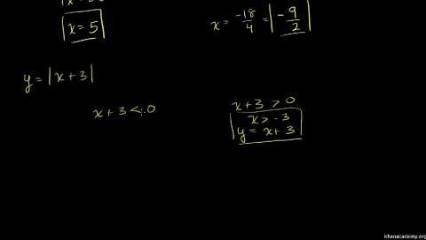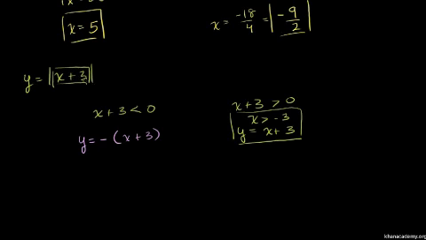Now, when x plus 3 is less than 0, in the situation where the inside of our absolute value sign is negative, in that situation, this equation is going to be y is equal to the negative of x plus 3. How can I say that? Well, look, if x plus 3 is going to be a negative number, right? That's what we're assuming here.